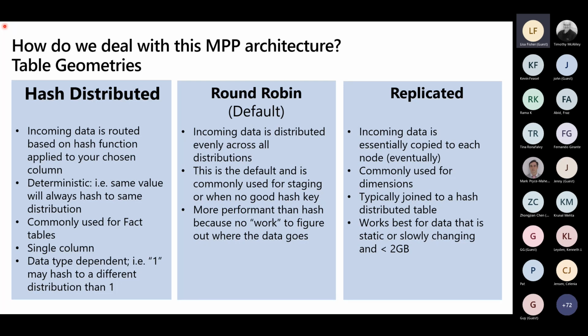As of right now, the hash distribution function can only operate on a single column. So if you have to do some type of concatenation to come up with a good choice for this, you would want to do that during your transformation process.